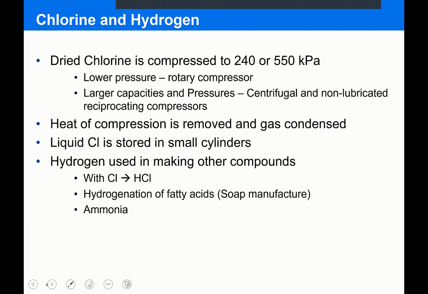The other two products from the process are chlorine gas and hydrogen gas. The chlorine gas can be dried and compressed to 240 up to 550 kilopascal. During the compression, heat is removed and gas condenses to liquid chlorine that can be stored in much smaller containers for shipping and handling. Hydrogen can be used in making other compounds, in other industries. The reaction between hydrogen and chlorine can be used to produce hydrogen chloride, for example, hydrochloric acid. And it also can be used in a lot of organic industries for hydrogenation steps and for ammonia production, as we will see later on.